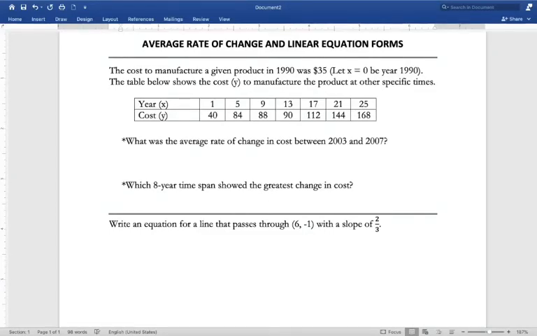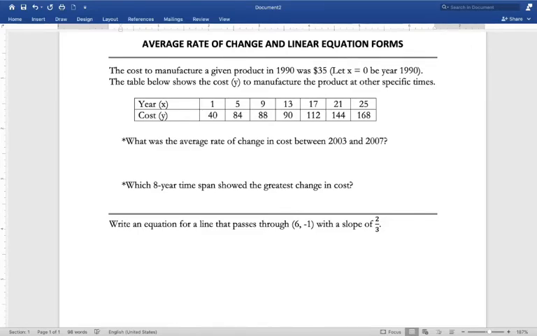All right, let's talk about average rate of change and linear equation forms that we're going to use in calculus. So I have the situation: the cost to manufacture a given product in 1990 was $35. And we're going to let x equals 0 be year 1990. So that's important right there. The table below shows the cost, y, to manufacture the product at other specific times.